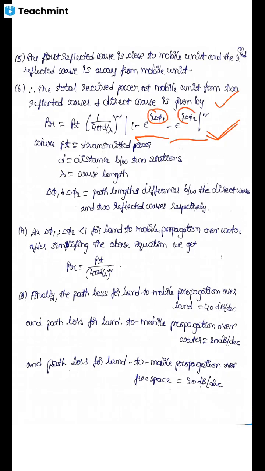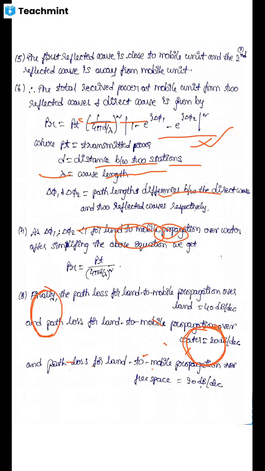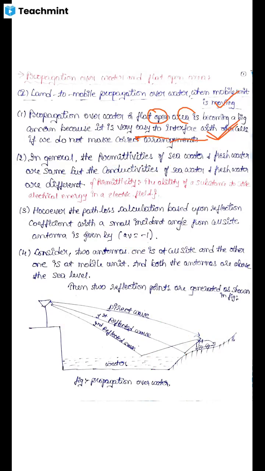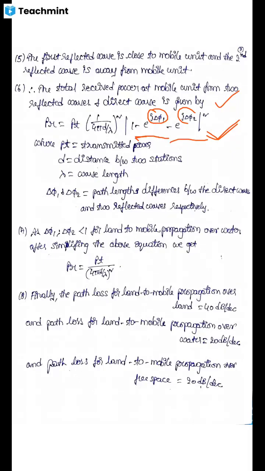Why am I writing del phi 1 and del phi 2? Because I have two reflected waves: one reflected wave from the ground to the mobile unit and a second from the water to the mobile unit. As I have two reflected waves and the direct wave, I am writing 1 minus e power j del phi 1 minus e power j del phi 2. I had taken the reflection coefficient AV equal to -1, so I wrote directly 1 minus e power j del phi 1 minus e power j del phi 2 whole square.